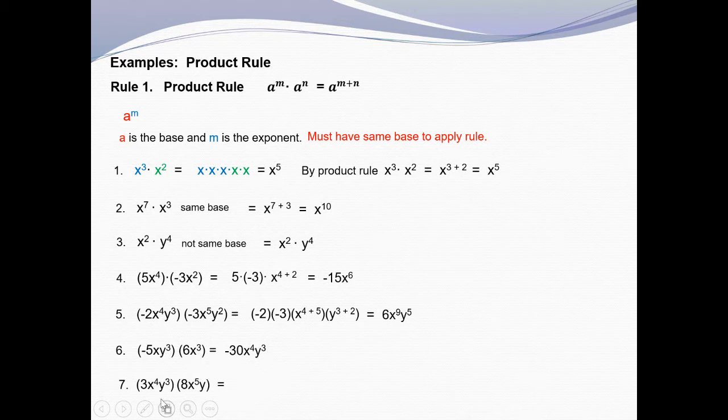Let's try one more. So here, right, so here we have 3 times 4 is going to be 24. 3 times 8 will give us 24, I'm sorry. X to the 4th, x to the 5th is going to give us x to the 9th. And y cubed times y to the 1st power will give us y to the 4th. So that's your solution. 3 times 8 is 24. We have x, right? So we add the exponents for the x, and we add the exponents for the y. So give us 24 x to the 9th, y to the 4th power.